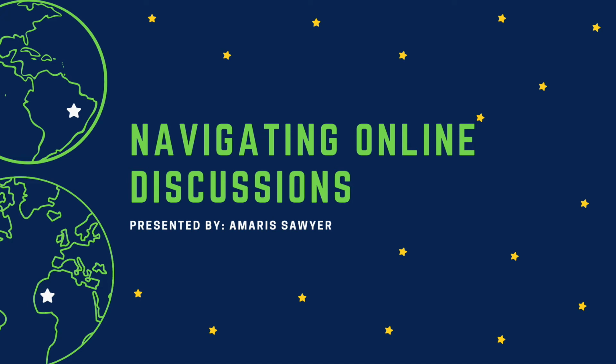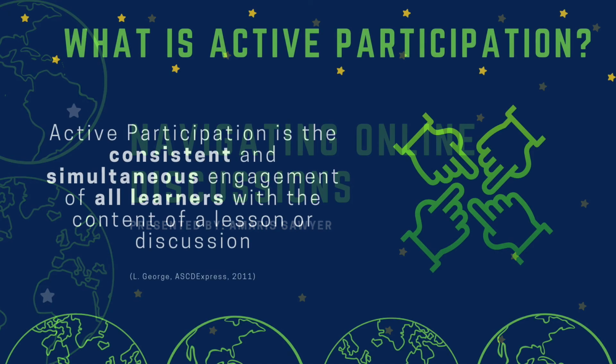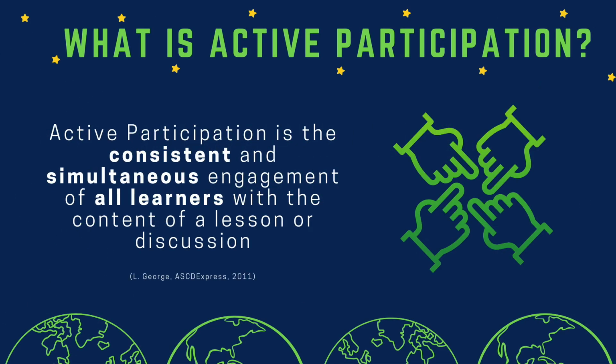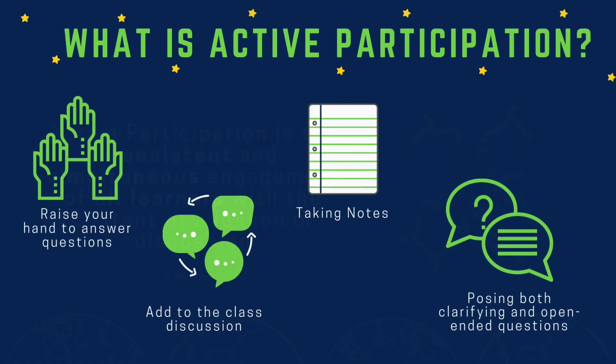Before moving forward, let's first ensure that we all understand active participation. As scholars, I am sure this is something that we are all familiar with, so I'll give a very brief recap. Active participation can be defined as the consistent and simultaneous engagement of all learners with the content of a lesson or discussion. One of the many goals of active participation is to increase both the rate and degree of learning. Examples of active participation are raising your hand to answer questions asked by your professor, adding to class discussion, taking notes, and posing both clarifying and open-ended questions.